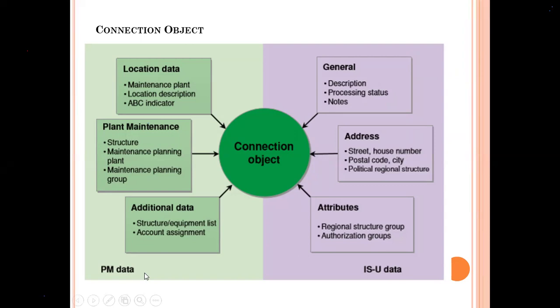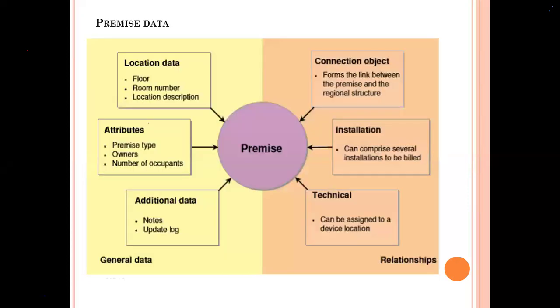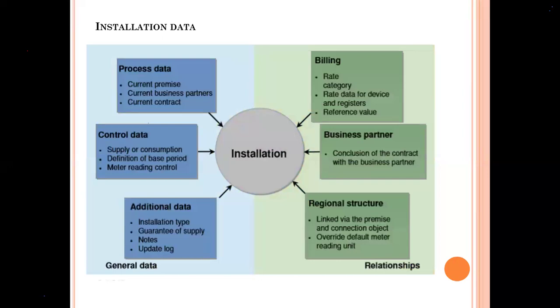The connection object basically comes from PM, plant maintenance. As we understand, we have core modules, and one of the core modules is plant maintenance. From plant maintenance we get the connection object, which is linked to a superior location called the premise. In the premise you have to mention the multiple floors, room number, who is the owner, and premise type, all those details. Once you have the premise, you can create the installation.